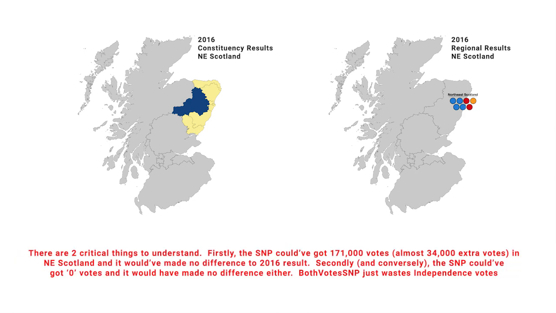There are 2 critical things to understand. Firstly, the SNP could have got 171,000 votes, almost 34,000 extra votes in North East Scotland, and it would have made no difference to the 2016 result. Secondly, and conversely, the SNP could have got 0 votes and it would have made no difference either. Both votes SNP just waste independence votes.